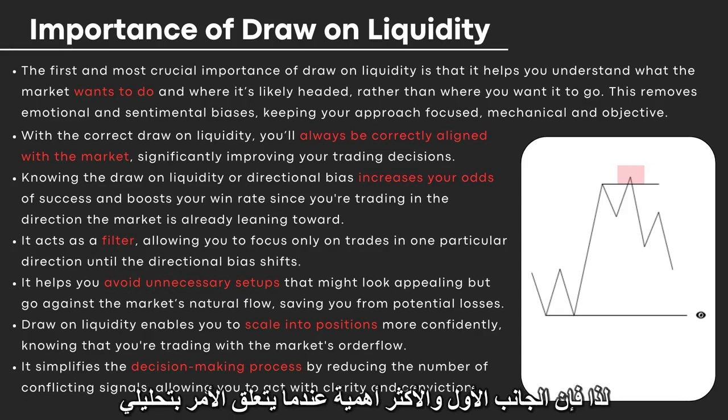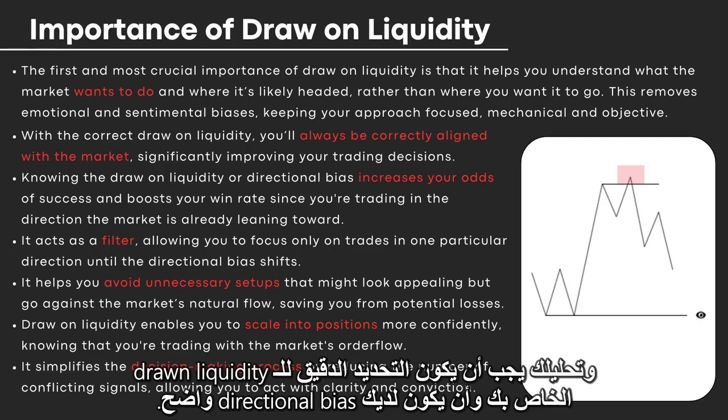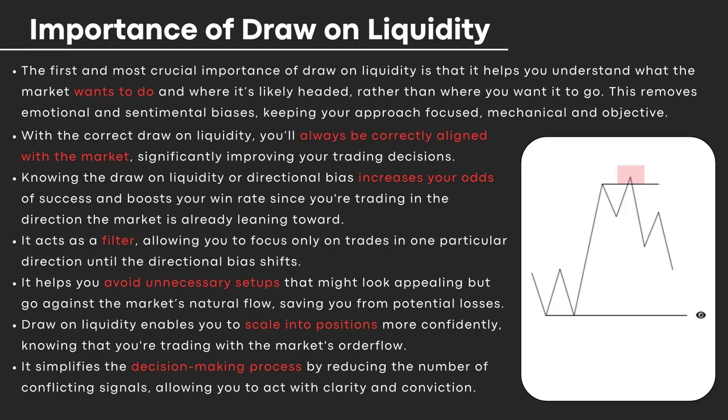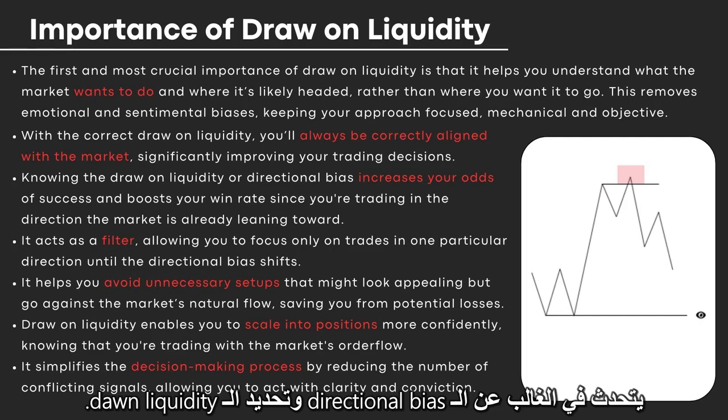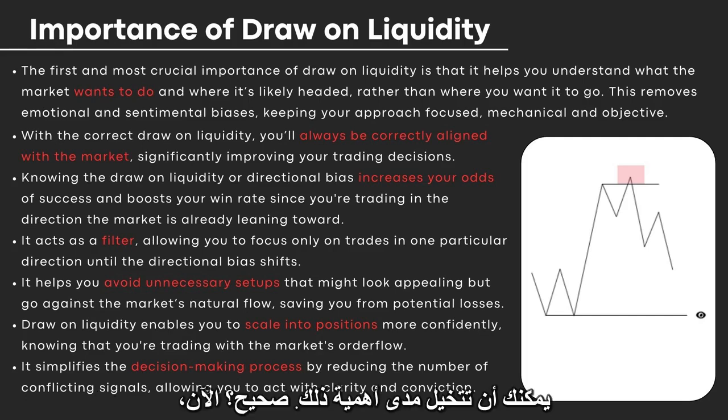So the first and most important aspect when it comes to my analysis and your analysis should be to accurately determine your drawn liquidity and to have a clear directional bias, so that way on the lower time frames you can look for trades in that particular direction. Even ICT, if you watch his videos, then you'd have noticed that in most of his videos he mostly talks about directional bias and determining draw on liquidity, and from that you can imagine how important it is, right?